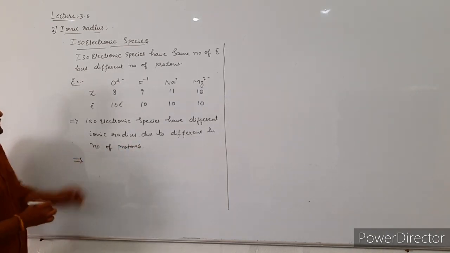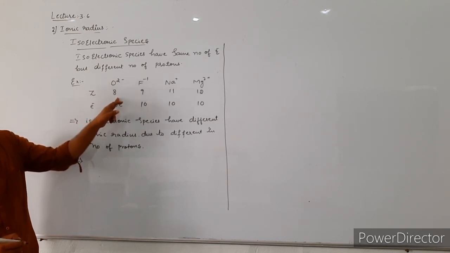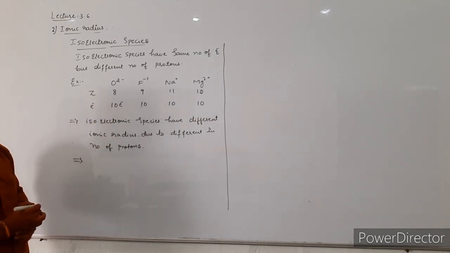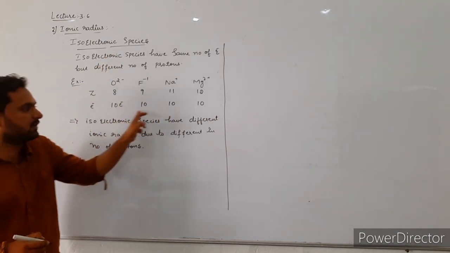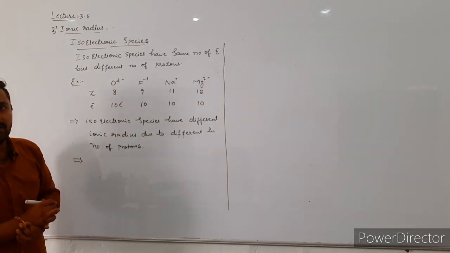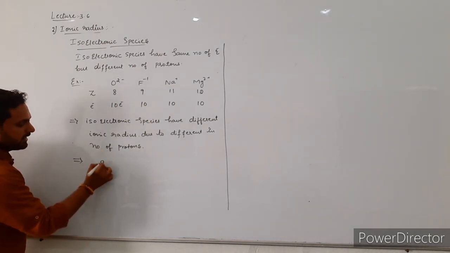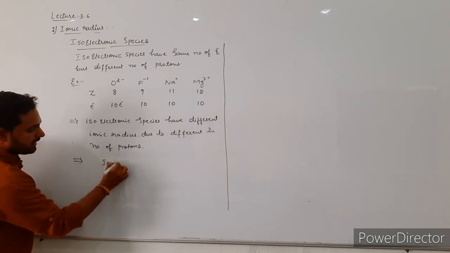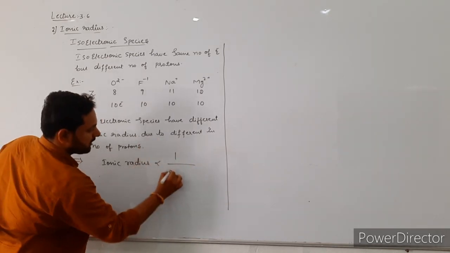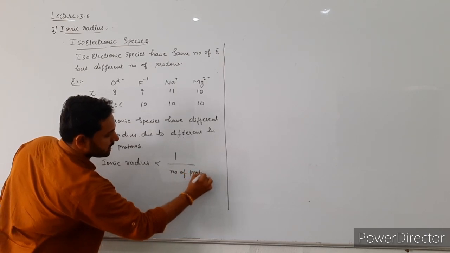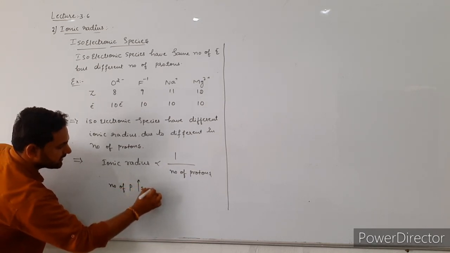Next, in isoelectronic species, the atomic radius is inversely proportional to number of protons. Here, atomic radius or ionic radius depends upon number of protons. It does not depend on number of electrons, because in isoelectronic species number of electrons are same. That's why the ionic radius is decided on the basis of number of protons. So here, ionic radius is inversely proportional to number of protons. As number of protons increases, ionic radius decreases.